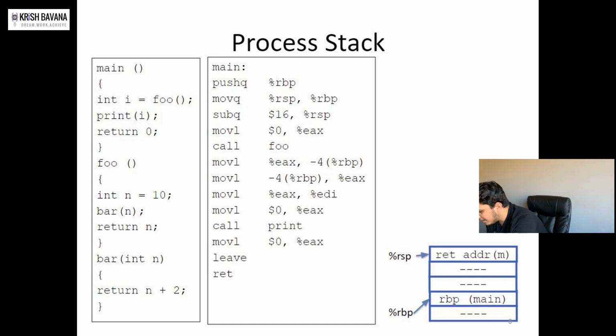And now in the next part, we're telling EAX, so basically EAX, EDI movl. EDI is equal to EAX, and then we are telling EAX is going to be 0, and then we're calling the function print, and we're moving 0 back into EAX, and we're leaving and returning. So this is the basic main stack.